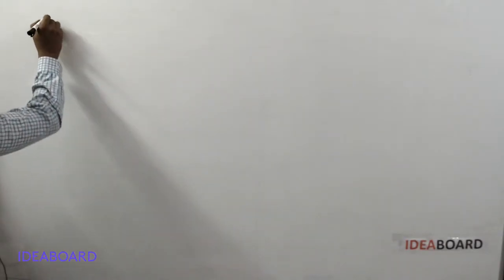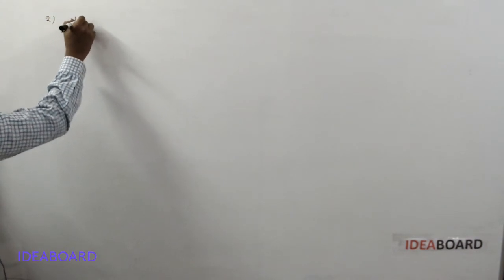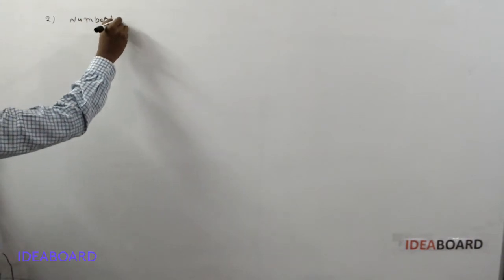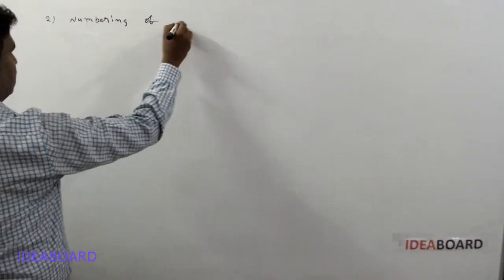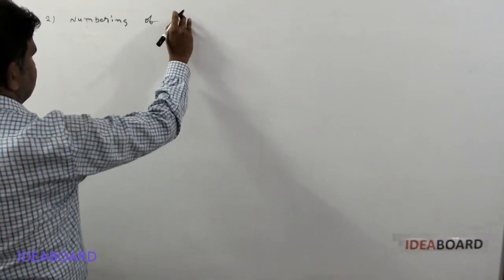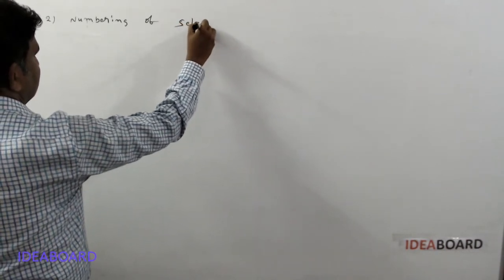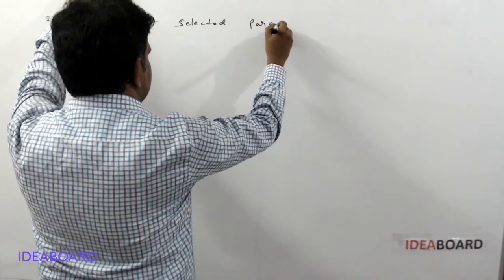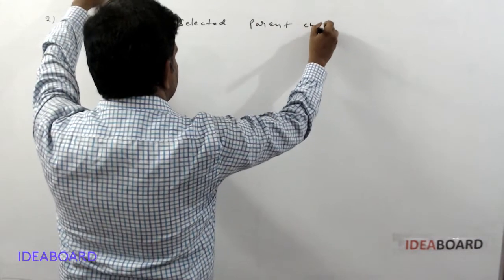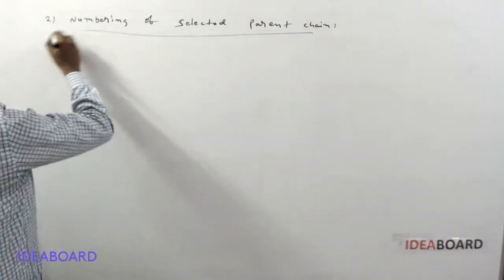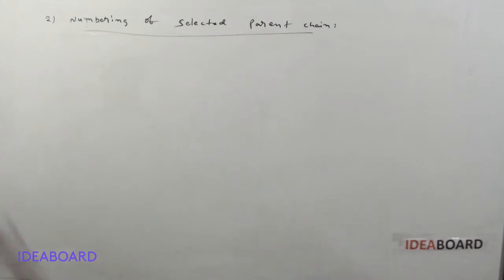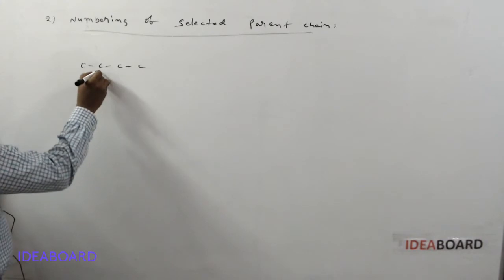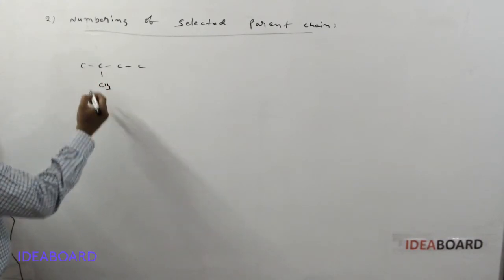The second important rule is numbering of the selected parent chain. This is the most important thing. If you do this correctly, then you will get the correct IUPAC name. So suppose we have a 4 carbon atom chain only. In this 4 carbon atom chain, I have a methyl group on it.